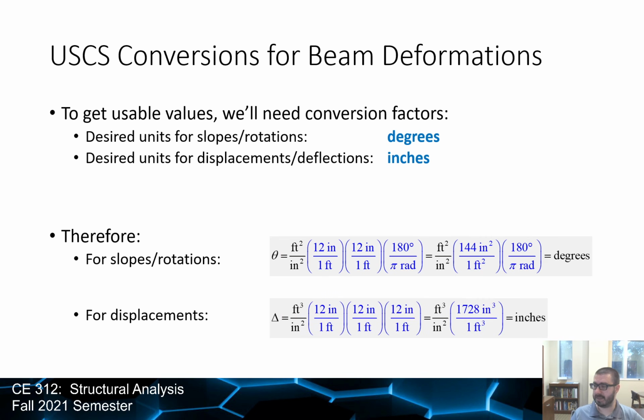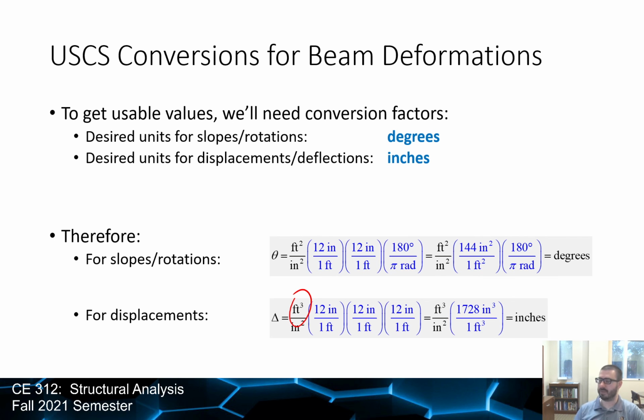For displacements, we don't have to do the 180 over pi, but we have to use the 12 inches over foot, but we got to use it 3 times, okay? 3 times because we have a foot to the third power that we need to get rid of. So 12 times 12 times 12.